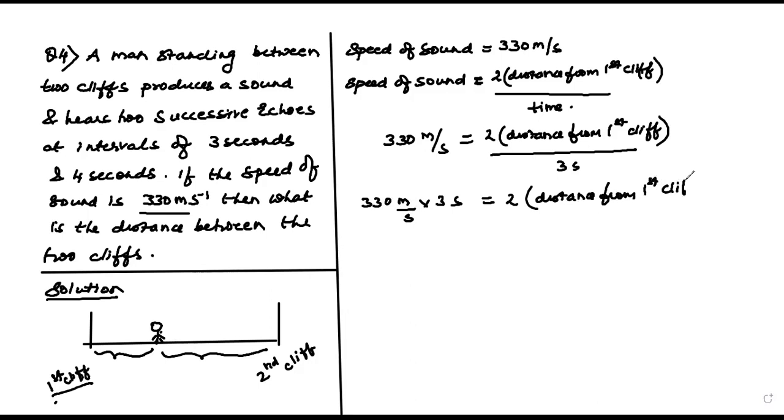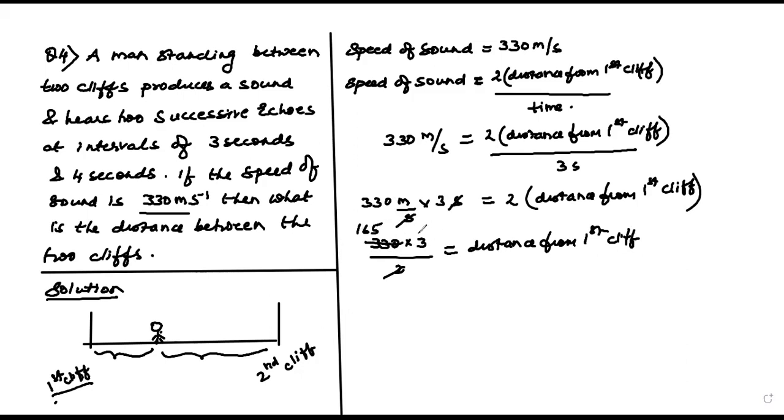Okay, so what will happen, children? You can see here, this second and second get cancelled. 330 meter into 3, the whole thing upon 2 is equal to the distance from the first cliff. So naturally, children, what will happen? You can see here, 2 into 165.